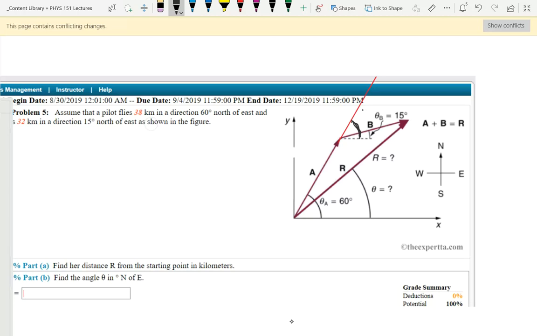Okay, so we were given that this was 60 degrees. So if that's 60 degrees, but this angle right here is 15, then I also know that this angle here must be 45 degrees. Which makes this interior angle, and I'm going to use a different color, 180 degrees minus 45 degrees, which is 135 degrees.